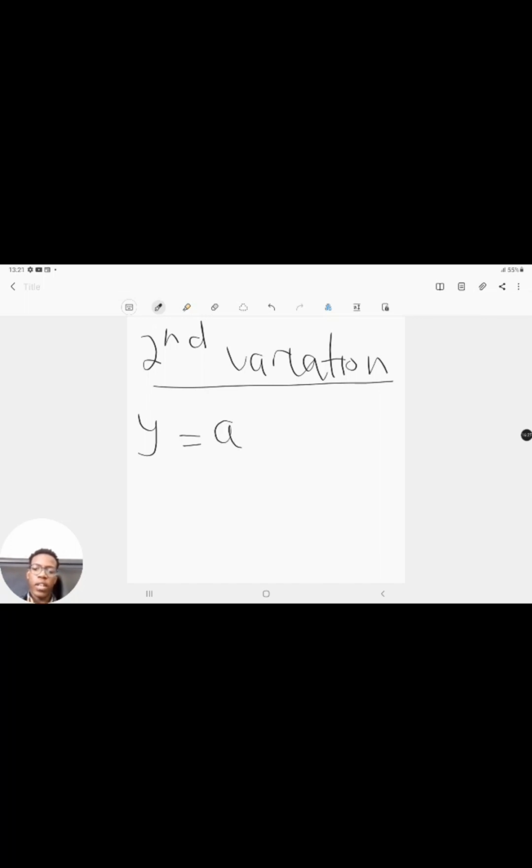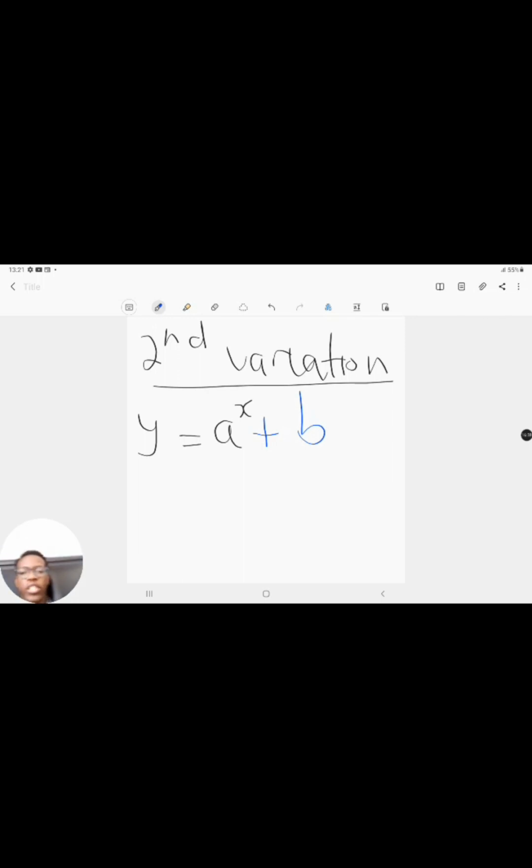Now let's focus on the second variation of the exponential function. The second variation is as follows. It is y is equal to a to the power of x, and then I'm going to say plus b. Okay, a to the power of x plus b.